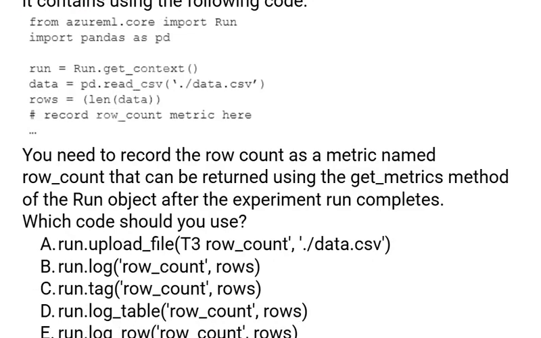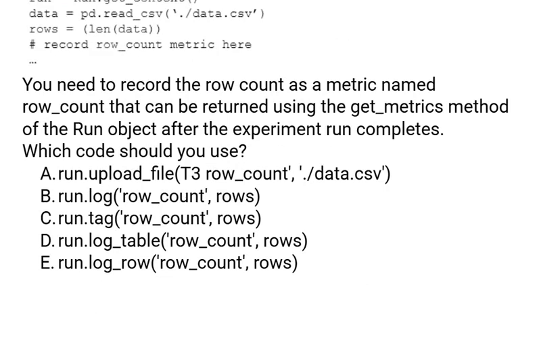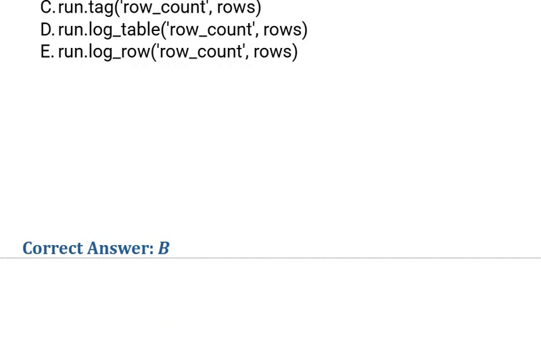You need to record the row count as a metric named row_count that can be returned using the get_metrics method of the run object after the experiment run completes. Which code should you use? Please see the options. Correct answer is option B.